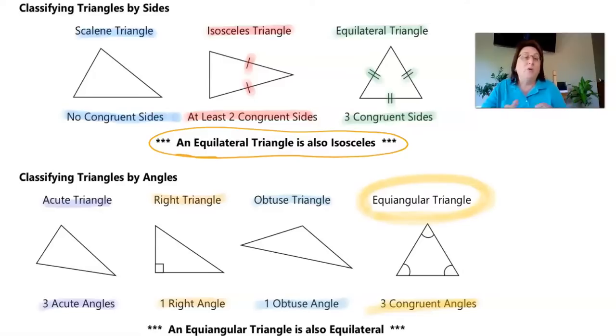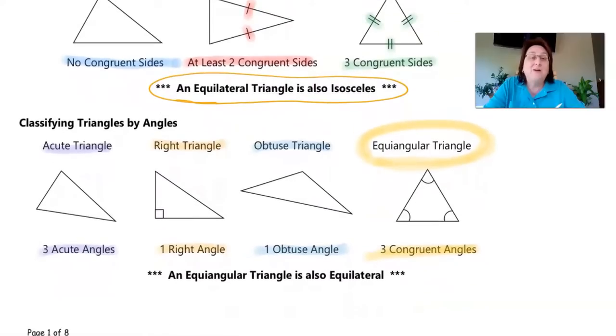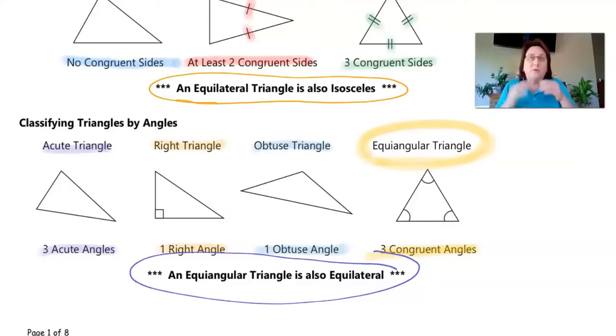Now, what we are going to see is that an equiangular triangle is also equilateral. I'm going to say that again. An equiangular triangle is also equilateral, which means an equilateral triangle is also equiangular. Those go both ways. So if you have 3 congruent sides, you're going to have 3 congruent angles, and you're going to have an equilateral and an equiangular triangle.